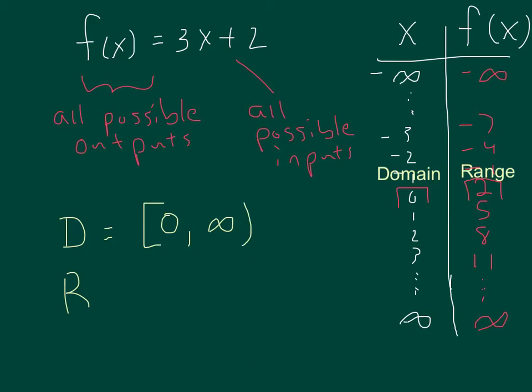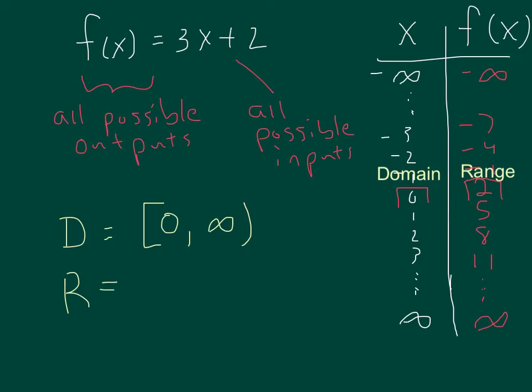The hard bracket here on the left means that 0 is included. Hard brackets are an indication that the value it's next to is included. Parentheses are what we refer to as an open bracket, or a soft bracket, some people say, and would indicate that the value next to it is not included. That being said, let's take a look at our range.